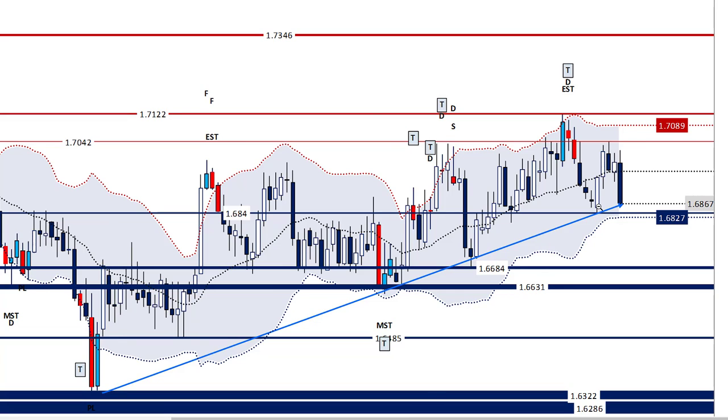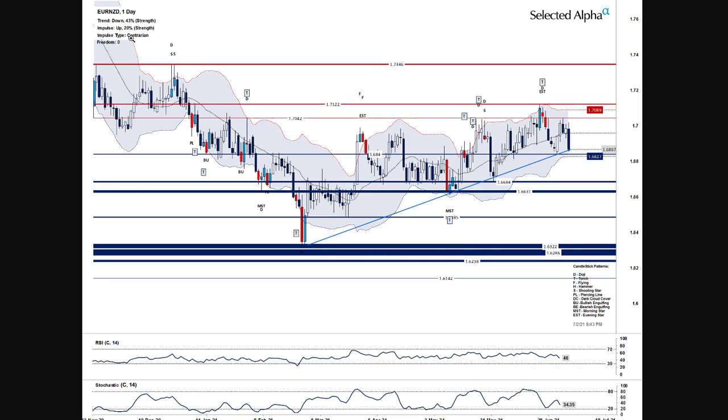This level is labeled as the contrarian level because buying from it would be contrary to the active downtrend, which is rated at 43% level, as is shown at the top of the chart.